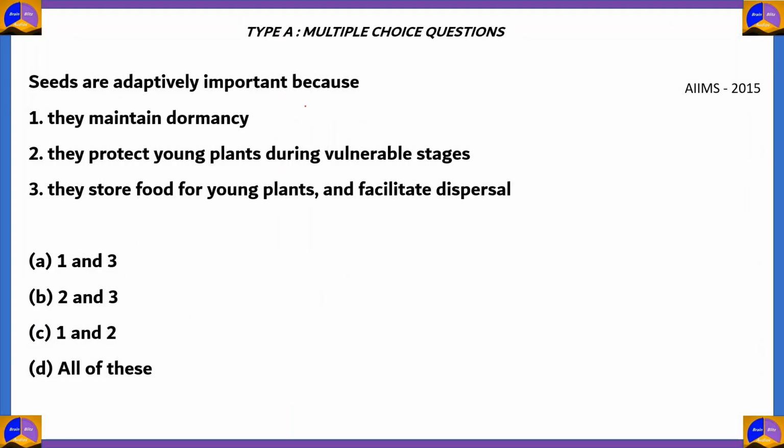Let's look at this question. Seeds are adaptively important because, and now we have 3 statements, and we need to find out which of these is correct. Statement 1, they maintain dormancy, that is correct. It's only when you get the right conditions that seeds start to grow. Until then, they're dormant.